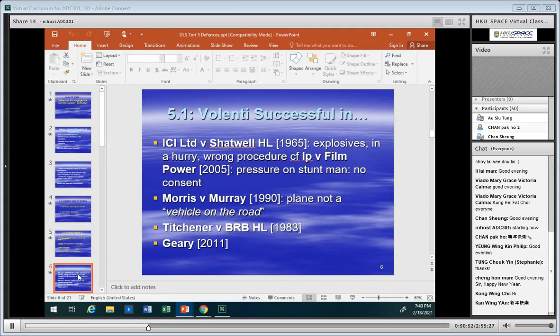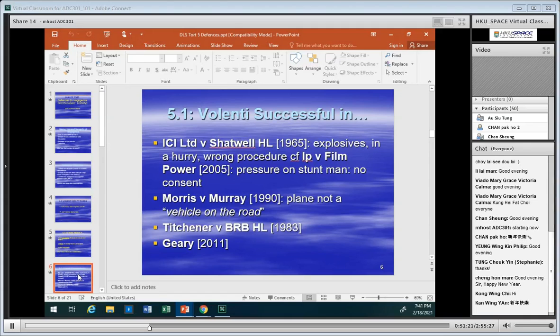It didn't actually say what his injuries were, but he nearly drowned. Presumably he had some sort of physical injury as a result of that. Who knows? Perhaps even psychiatric injury. I'm not sure what the damage was in Film Power. But the important point from our point of view is that the defence of Volenti did not succeed in Film Power. So see a contrast.